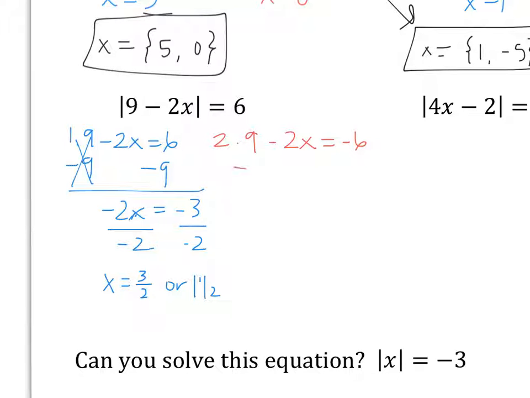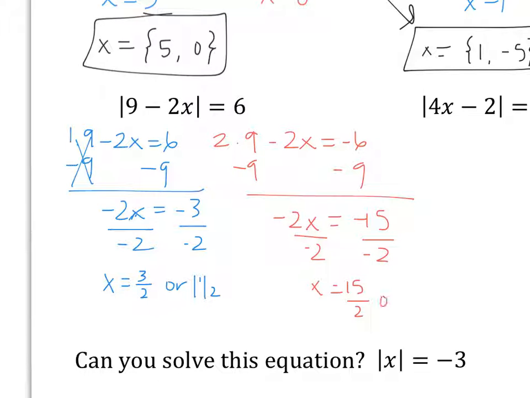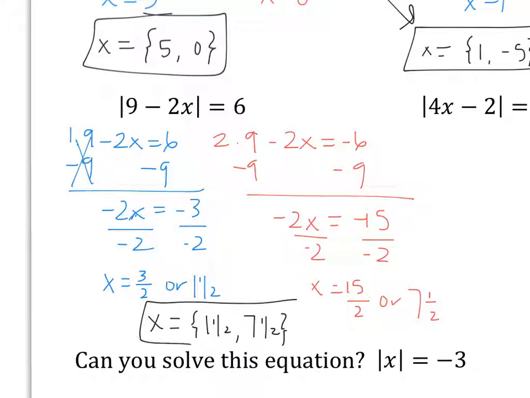And then in the second equation, I'll subtract 9, and I get -2x equals -15. So I get some fractions for my answers here. So x equals 15/2, or 2 goes into 15, 7.5 times. So I get x equals 1.5 and 7.5. And I'll close my brackets. And those are my two solutions. Feel free to plug them back in and check the answers so that we know that we are right.